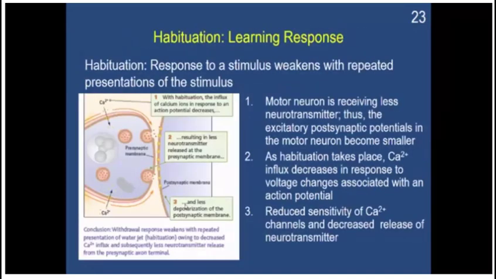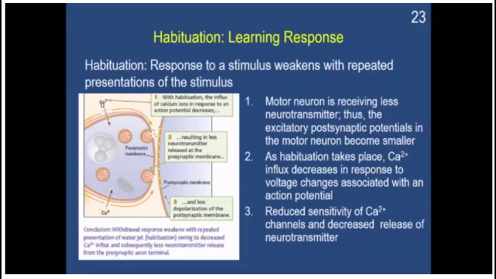Habituation occurs when a stimulus is repeatedly provided and we desensitize to the effects of that stimulation. So again, a stimulus occurs and our response desensitizes or becomes weaker. We see this happening at the synaptic level. Normally, the stimulus comes in, calcium influxes, and then you release a neurotransmitter. That's how a normal neurotransmitter synapse functions.